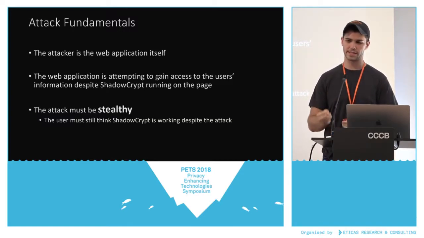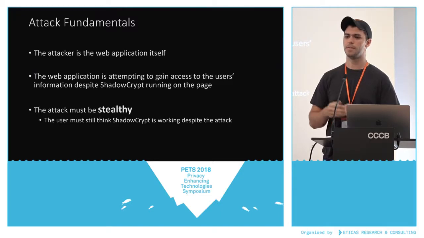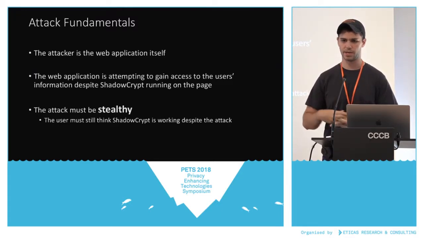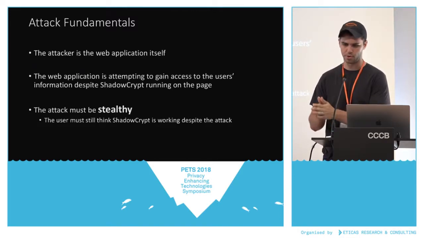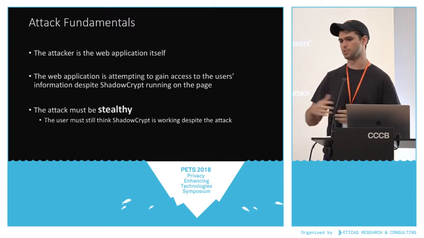An important note is that this attack must be stealthy. You can imagine an attacker could pretty easily do some sort of DOS attack. A simple DOS attack would be finding all of the elements, or on their API level, if they ever get an input with some ShadowCrypt fingerprint, they would easily be able to potentially just delete that and just not allow users to use this.